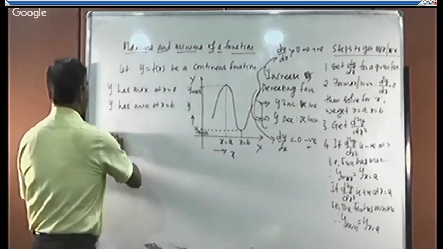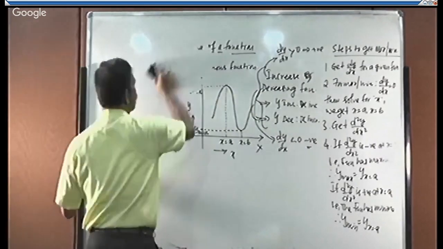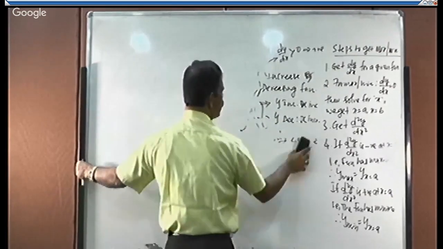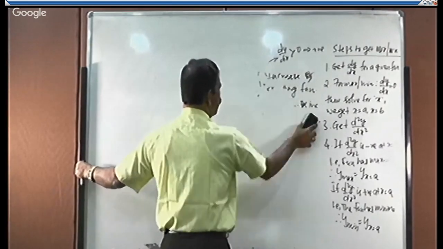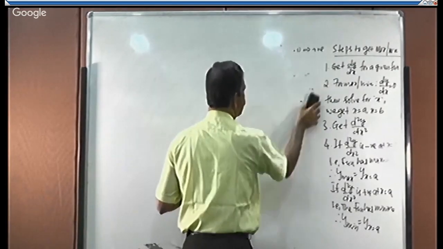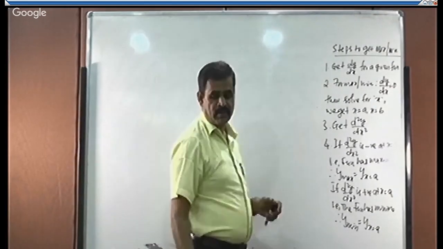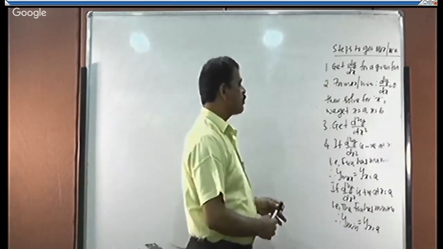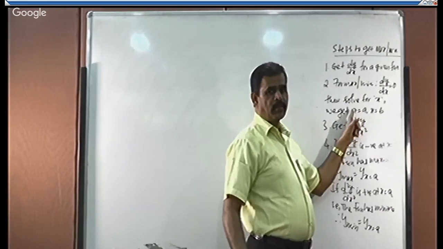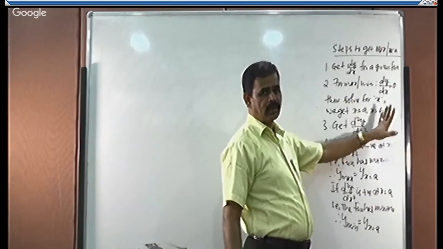Just remember the steps to get maxima and minima of a function. What are the steps we have to remember? The first step is find dy by dx. Second step is take dy by dx equal to 0, whether you are going to calculate the maximum value or minimum value. After solving it, definitely you will get x values. You may get only one value, say it is a. Suppose you get more than one, you can take them as x is equal to a, b, c, etc.